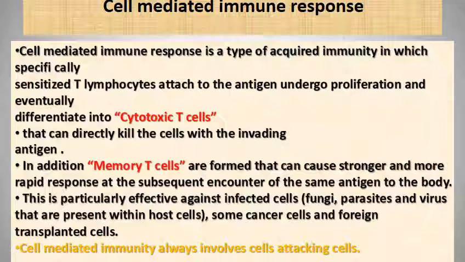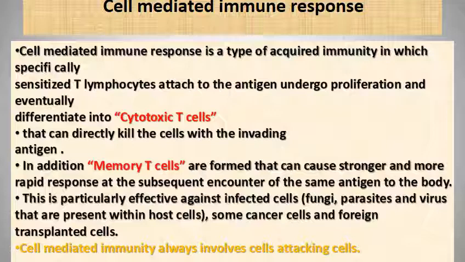They proliferate. That means they undergo multiple divisions to form a clone of cells, which are exactly like each other. A group of cells which are exactly like each other. And eventually they differentiate into cytotoxic T cells. So these activated T lymphocytes attach to the antigen, undergo proliferation and differentiate into cytotoxic T cells. This is the process that happens once these T cells are activated.